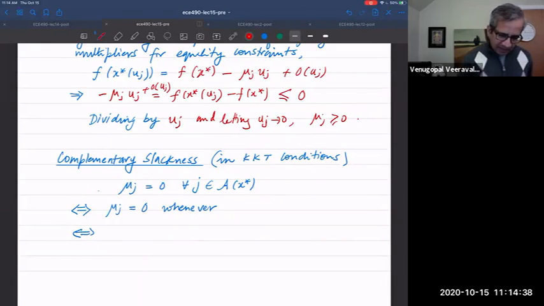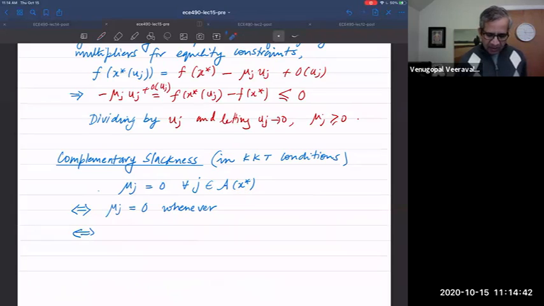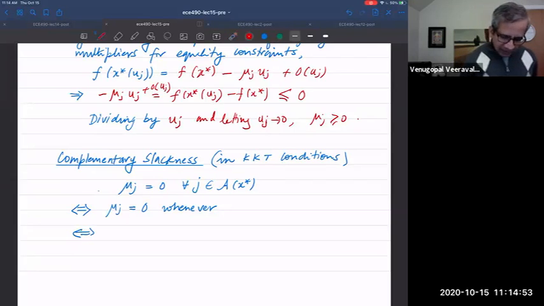Now, remember the condition for active constraints: for all j in the active set, mu j is 0, right? So we proved that. Another way to write this, as I briefly mentioned last time, you can think of this as mu j is 0 whenever you're in the active set.